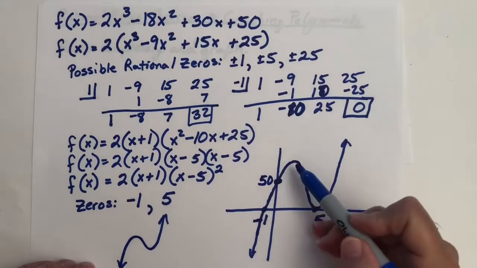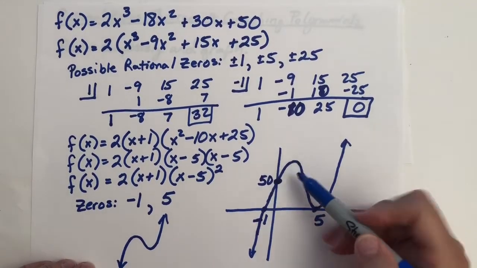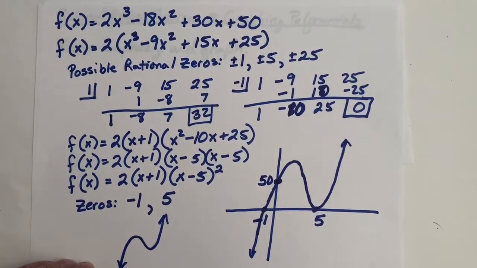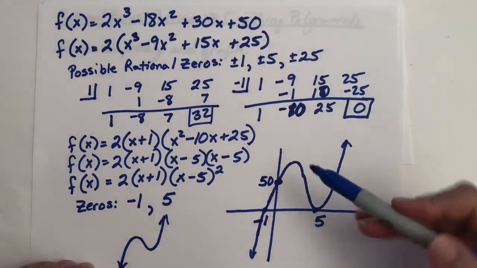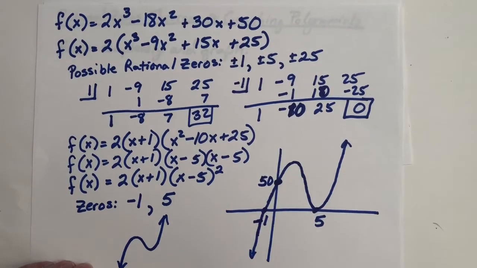And notice we don't know how high it goes here. I didn't have that value, but that's okay. We have a pretty decent rough sketch. If you needed to, you could plot a few more points, or you take calculus and you find out exactly how to find that point up there. Let's go on to the next example.